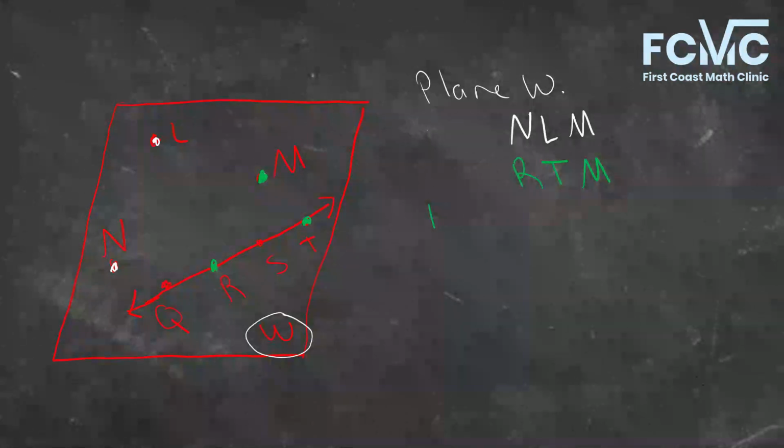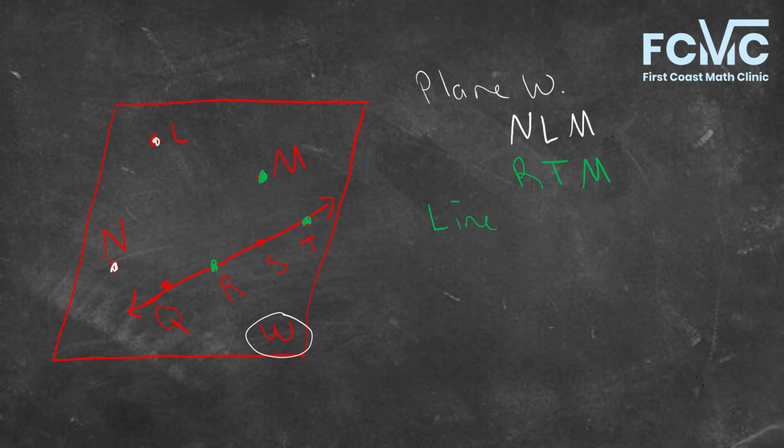Right, so a couple ways we can name our plane. All right, let's identify our line now. So we already have our points R and T. So we know that if we go from R to T, we continue past T and we continue past R. Well, if we continue past R, we're eventually going to get to Q. So if we just name this line RT, that's a correct way to name our line.